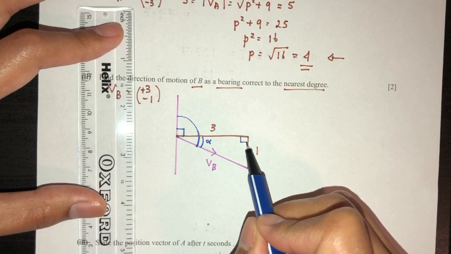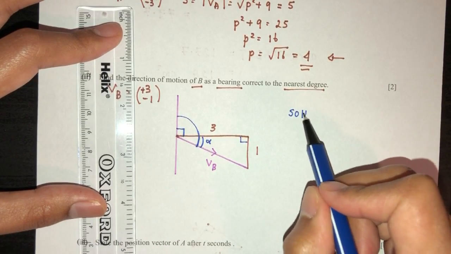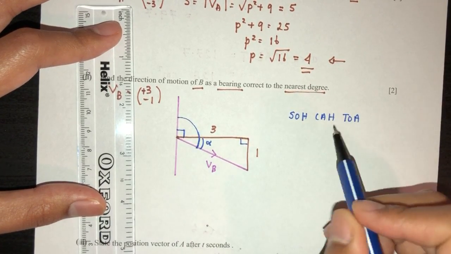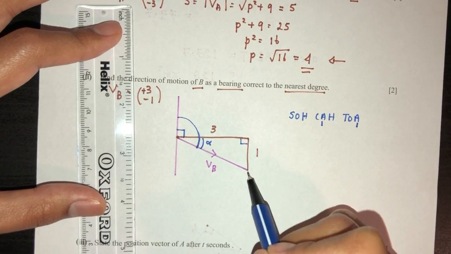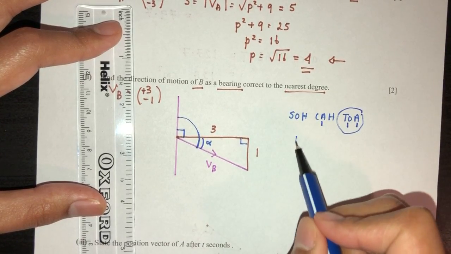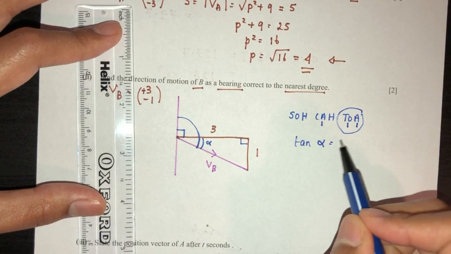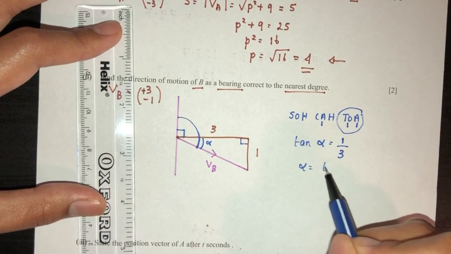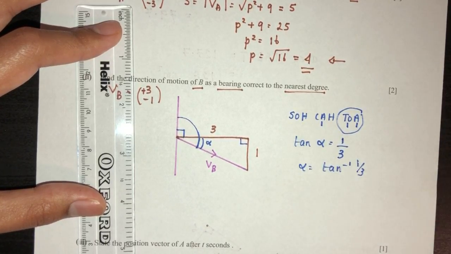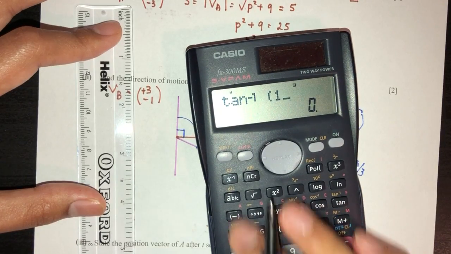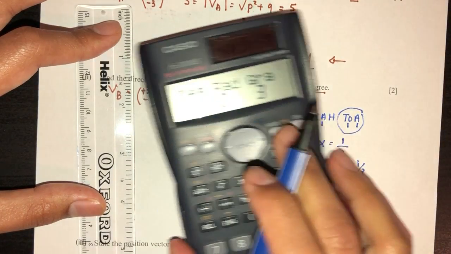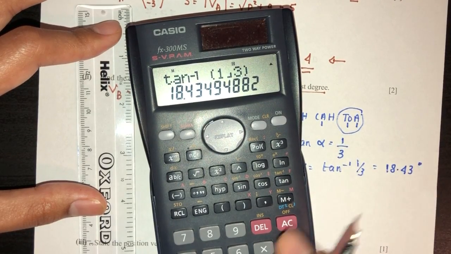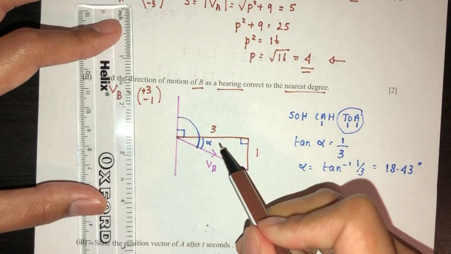This is a right angle triangle. We can use SOHCAHTOA. Here we have this side, which is your adjacent side, and this is your opposite side. So we use tan of alpha is equal to the opposite side over the adjacent, which is 1 over 3. Alpha is equal to tan inverse of 1 over 3. Let's find it in degrees. That will be 18.43 degrees.